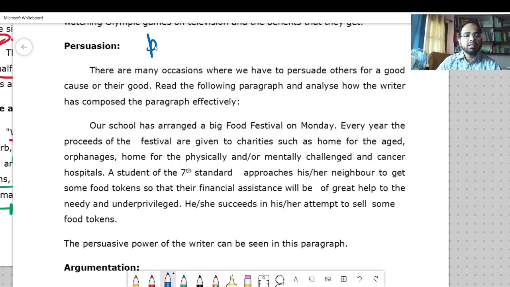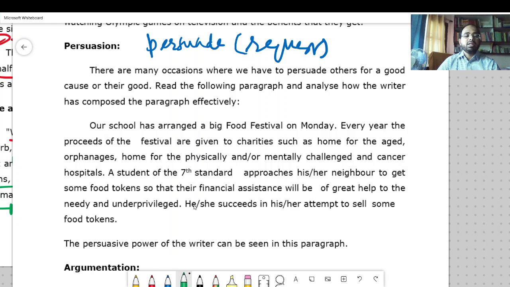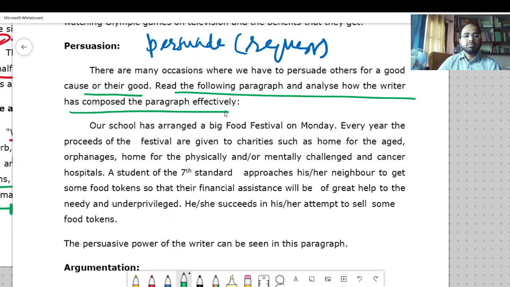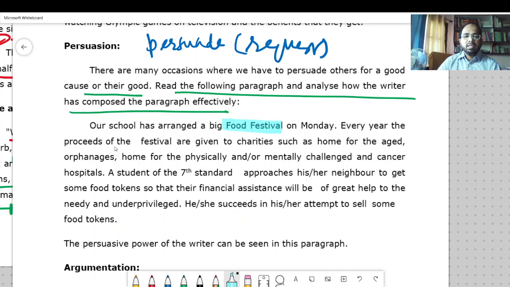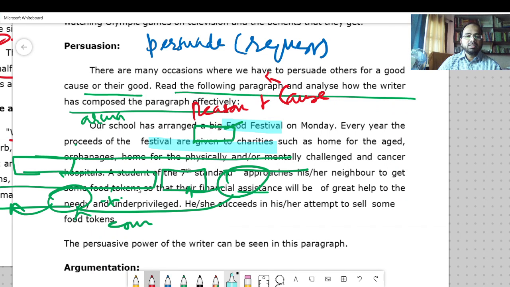You can persuade. Okay, you can persuade. It's a kind of request you are going to make, and you have to make it positive. There are many cases where we have to persuade others for a good cause and for the good. Read the following paragraph and analyze how the writer has composed the paragraph. Our school has arranged a big food festival on Monday. Every year the proceeds of the festival are given to charities. What is meant by proceeds?